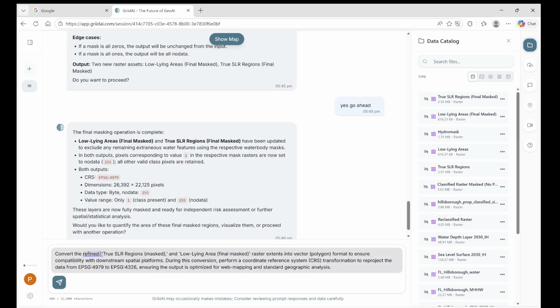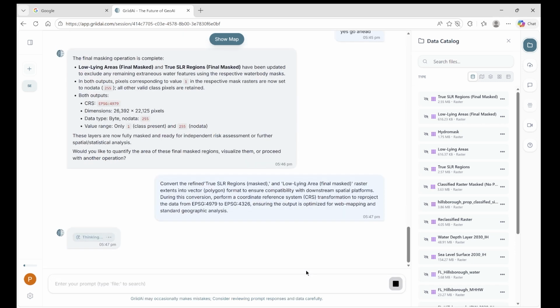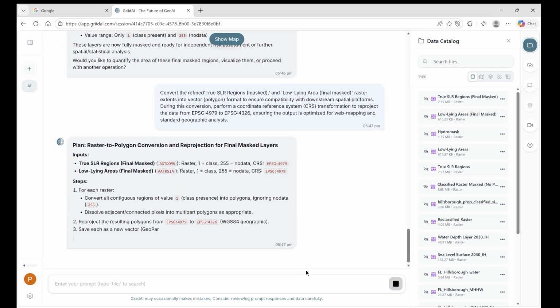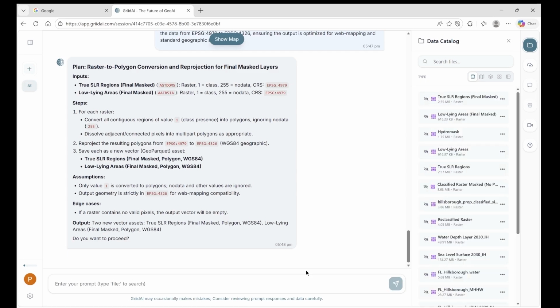And in order to use it in the platform or any other vector file, any other software, it would be better if we have the vector files. So that's where we are initiating a process for vectorization of these two rasters. And the most commonly used projection is 4326. So we have asked for two operations: vectorization as well as reprojecting to 4326. So it has clearly understood the process.